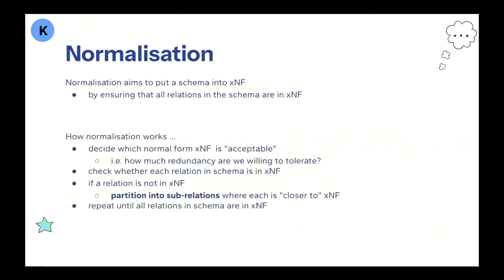So first we need to choose the target normal form, and we need to decide whether this target normal form is acceptable for our design or not. And then we check whether each one of the schema in the database is in that target normal form. And if a relation is not in that target normal form, we partition that relation or that schema into sub-relations or smaller tables where each one of them is closer to the target normal form. And we repeat this partitioning process until all relations in the DB schema are in the target normal form.